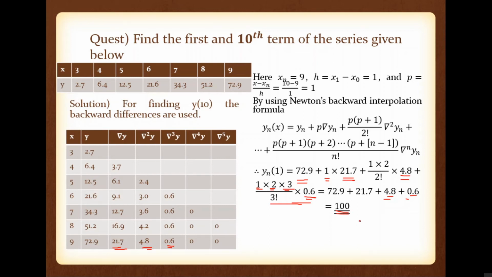Okay. So I am stopping here. So please find y of 1 by using forward difference term. Okay. I am very sorry.